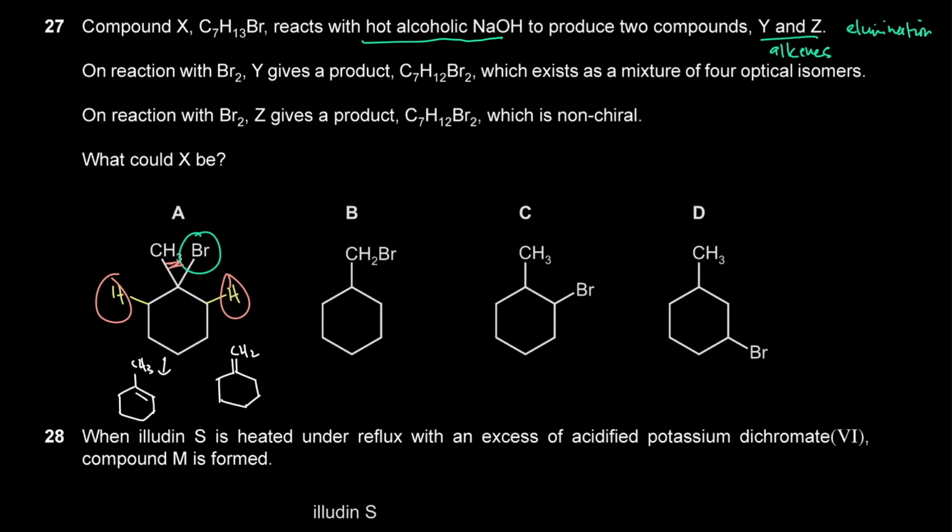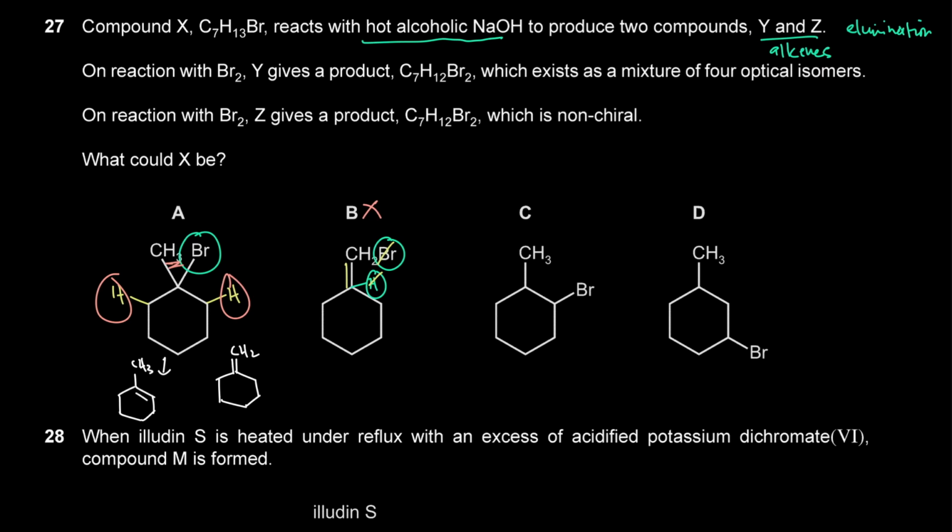In the case of B, if we're going to remove the bromine and a neighboring hydrogen, we only have one option. So the bromine will be removed and this hydrogen will be removed, and we get a double bond here. So we only get one product, we don't get two different products. So it can't be B, because we have to get two different compounds from elimination.